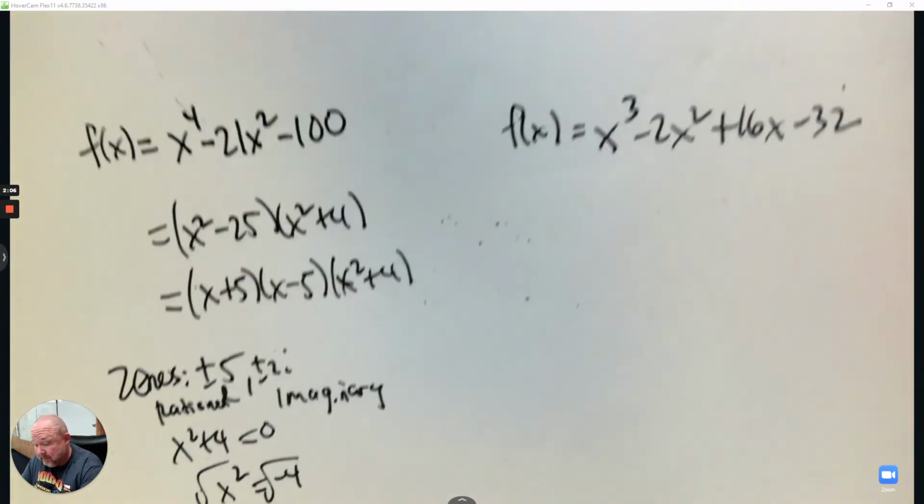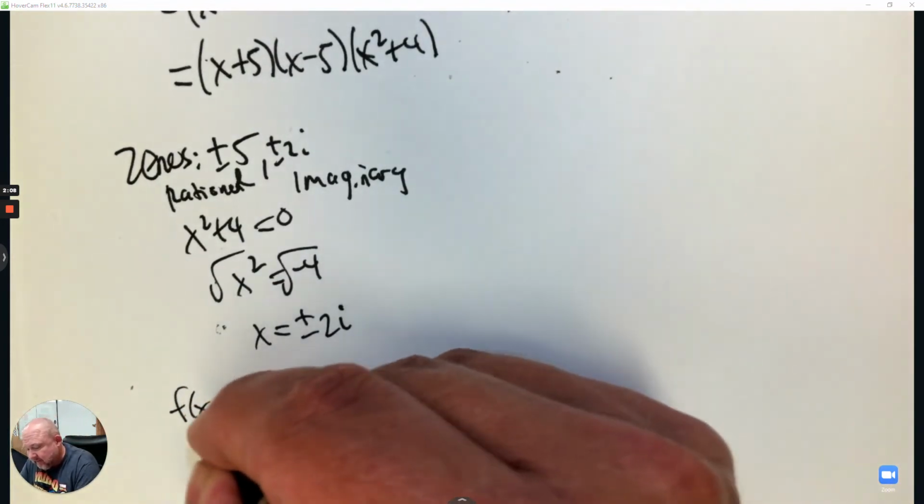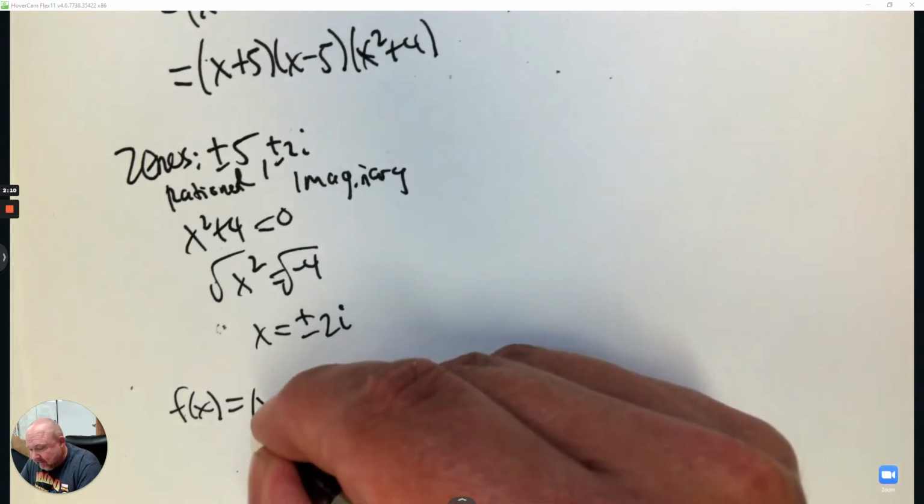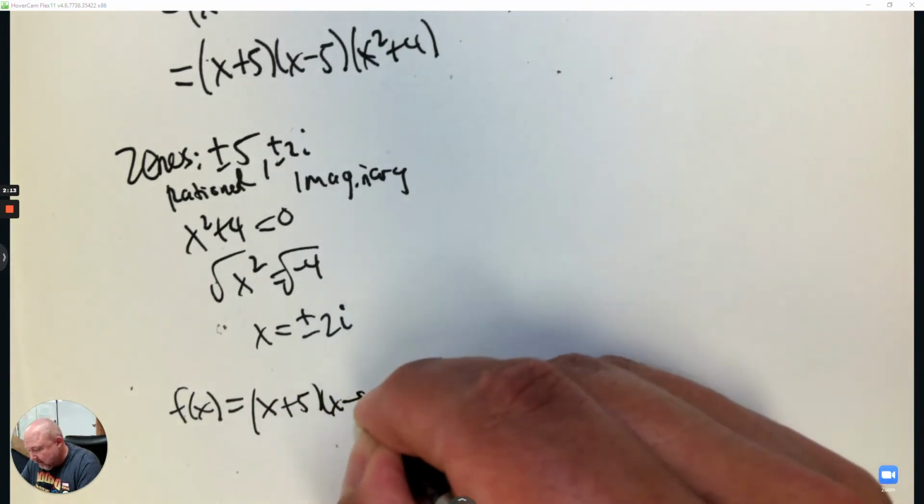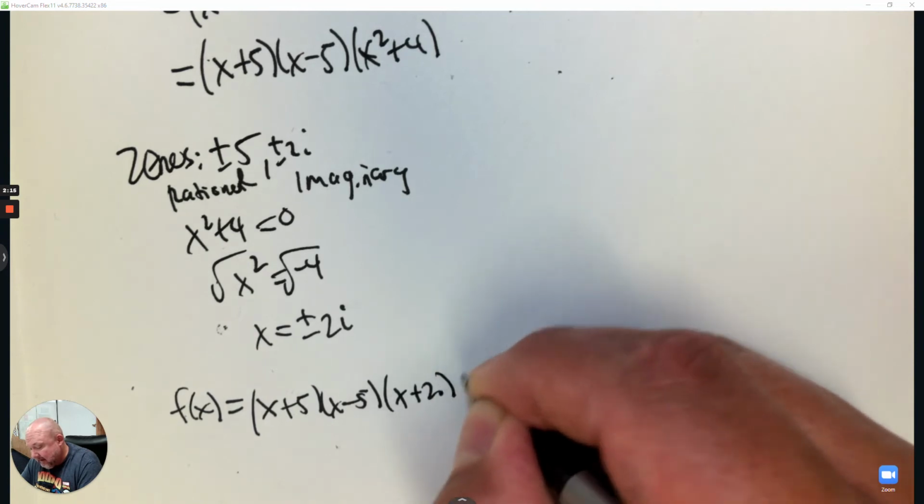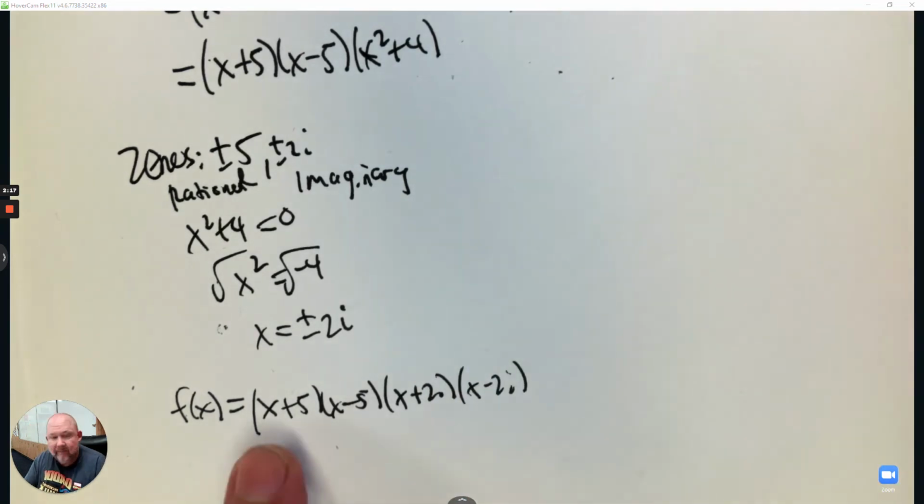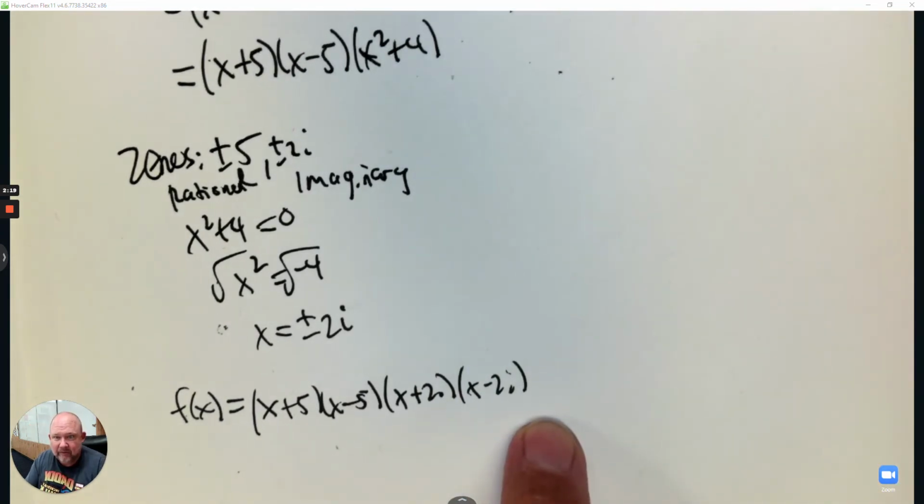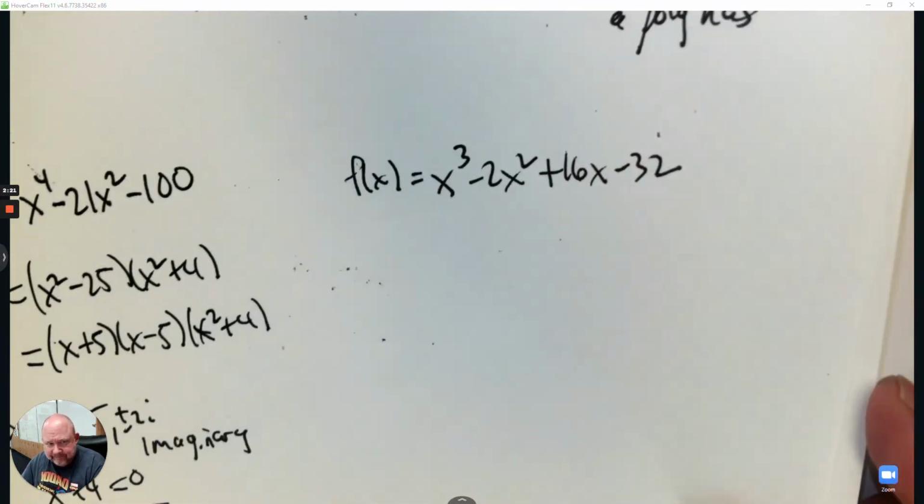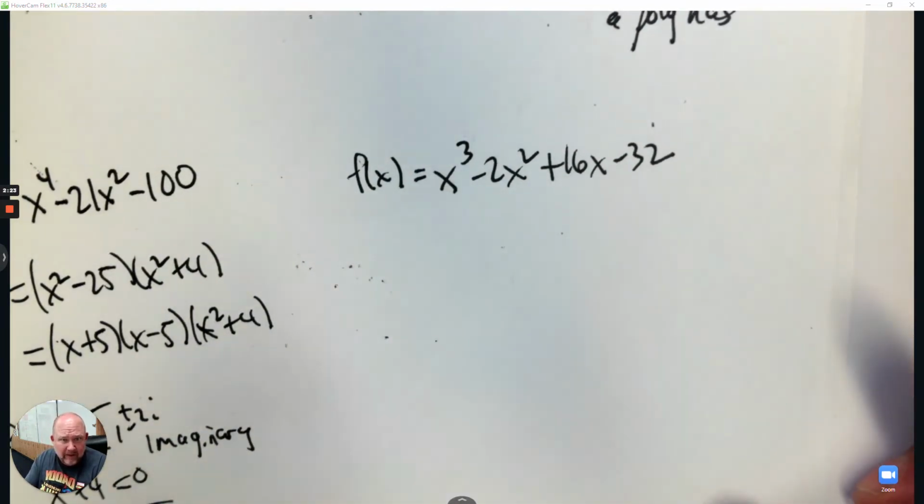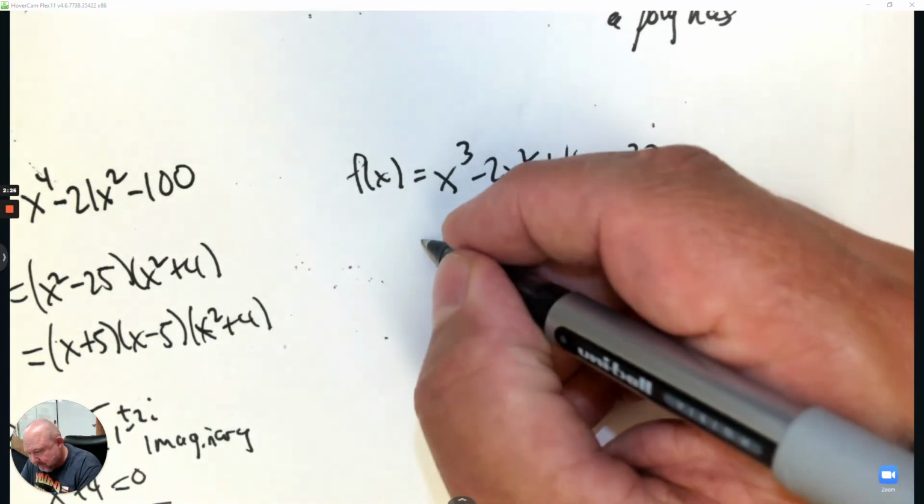If I asked you about linear factorization, so if I said write them as linear factors, you would go x plus 5, x minus 5, x plus 2i, x minus 2i. And that's the way to write it as linear factors. All right, practice one more. Write this down, press pause. Can you find the zeros?